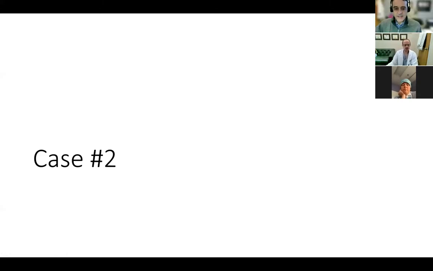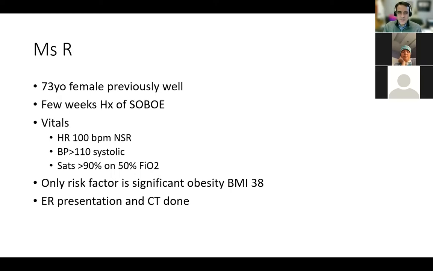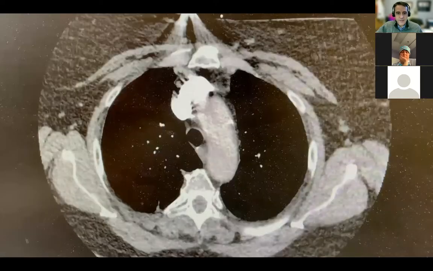Yeah, thank you, Chris. So case number 2 is one that's a little bit different. Mrs. R, a 73-year-old female, previously well, with a few weeks history of shortness of breath, presented to the emergency department. She was slightly tachycardic, blood pressure was okay, but saturations were not great: 90% on 50% FiO2, and that fluctuated. The major risk factor that she had was really around obesity. Otherwise, nothing unusual on her medical history. And I'll show you the CT scan and you see what you see.